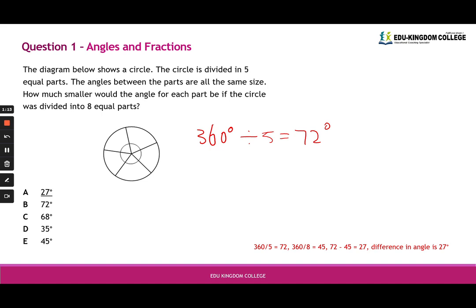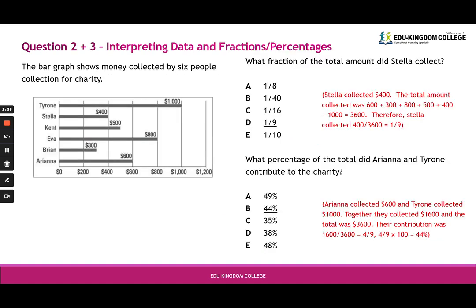Now it says, what happens if we divide our circle into 8 parts? We do the same thing. We do 360 degrees divided by 8, and that will give us 45 degrees. Then we take the 72 minus the 45, and that will give us 27 degrees. And so the final difference is 27 degrees. So the answer to that question is A.